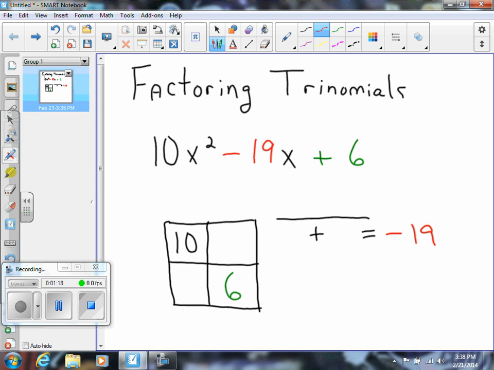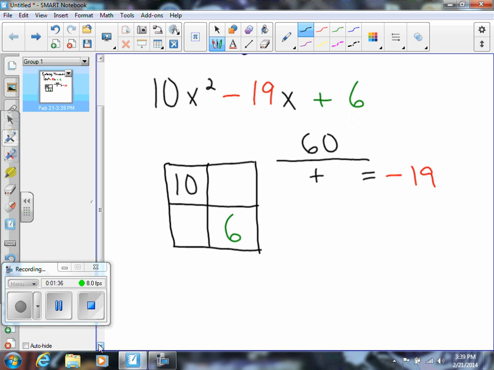Now on top of this line that I've drawn to the left, I'm going to put the product of the two numbers that I placed in my Punnett square, the 10 and the 6. So if I multiply 10 times 6, I get 60. Now the next step, I'm going to list all my factors of 60. I'm going to do this consecutively so that I don't randomly start picking numbers and then miss a pair of numbers that could be the ones that I'm looking for to solve this trinomial.